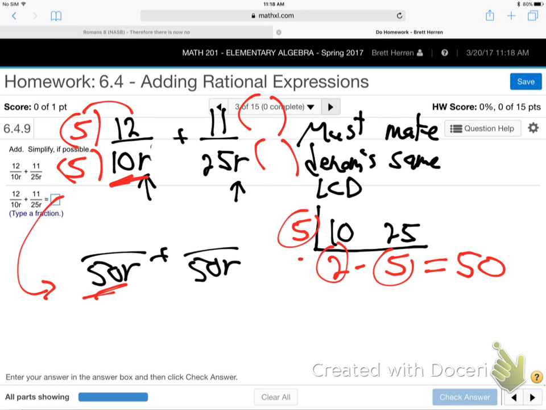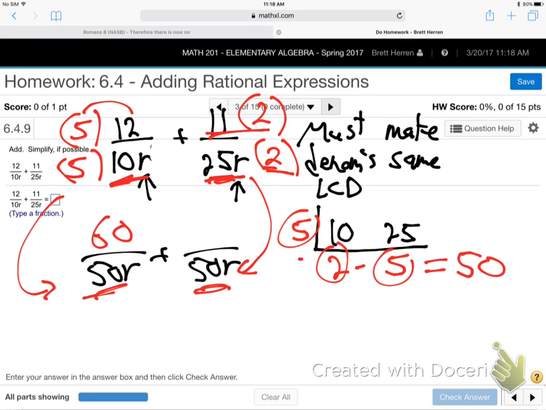So 5 times 12, 60. Good so far? Now go to the second fraction and ask yourself, what does he need? What is he missing? What times 25 will be 50? 2. Right? 2 times 25 makes 50. Whatever you do to the bottom, you have no choice but to do the same thing to the top, so you keep the balance, don't change the fraction.